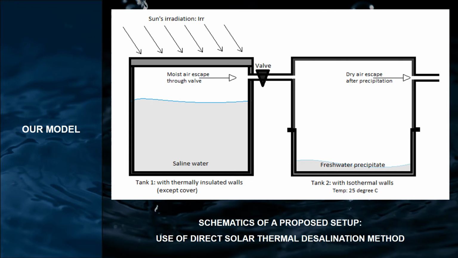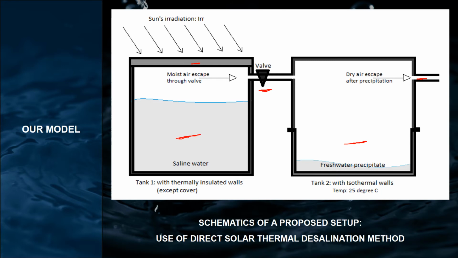The picture shows the simple schematics of my model. There are two tanks. Tank 1 on the left is to store the saline water and tank 2 on the right is to collect the freshwater condensate. Tank 1 has a glass cover to allow solar energy to penetrate. The connection line between tank 1 and tank 2 has a valve to control the rate of flow of moisture. Finally, tank 2 has an exit line to allow the air to escape after it sheds off its moisture.